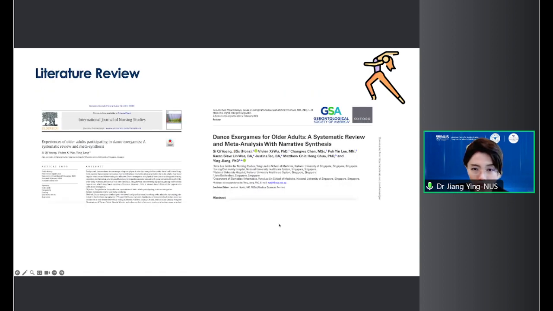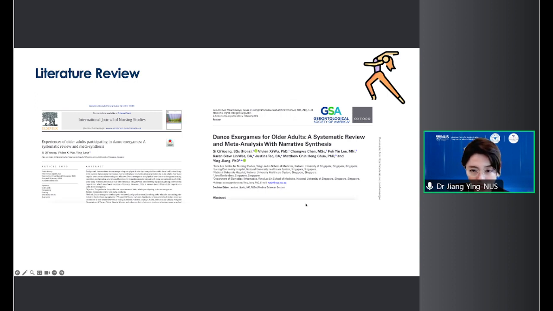So we wanted to see, if we combine those two elements, dance and exergame, what the effect is. Research says dance alone has an effect, and exergame alone may also have an effect, but whether dance and exergame together have an effect or not. And importantly, whether older adults are more receptive, whether they are happy, whether they like this kind of combination.